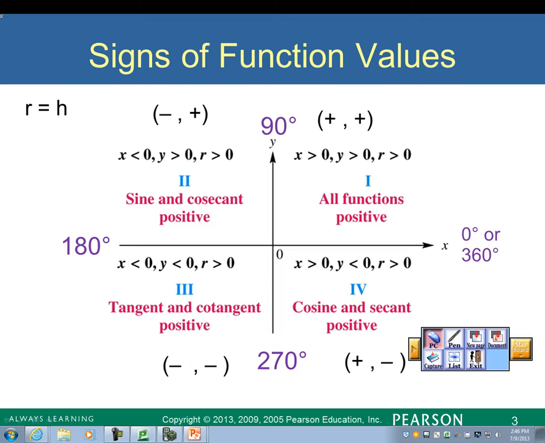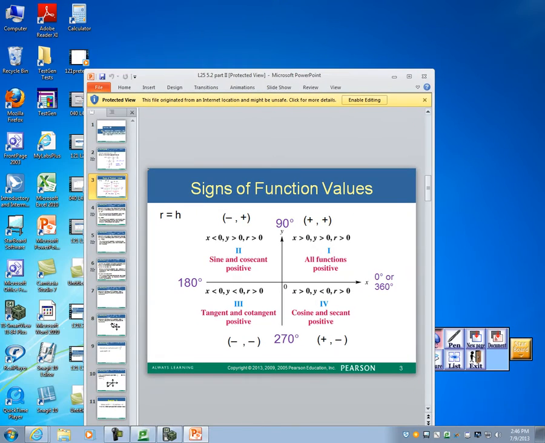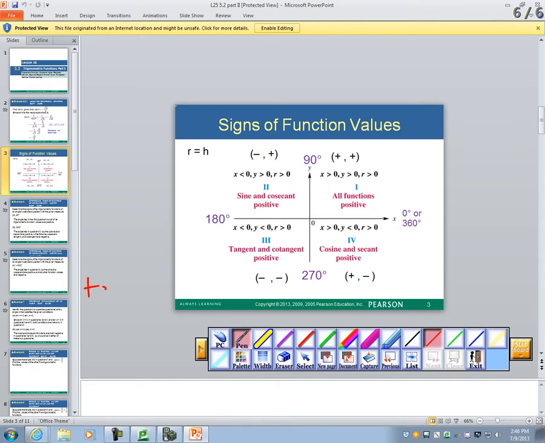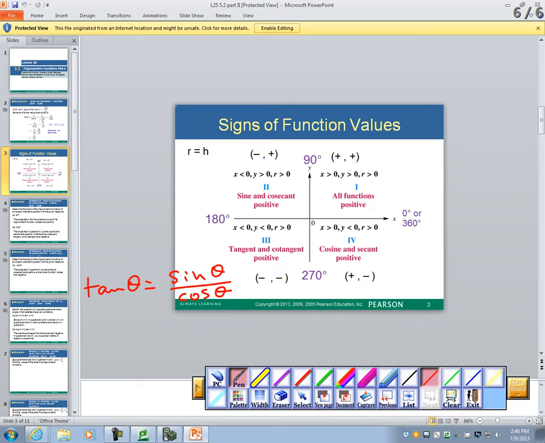Well, if we have tangent, remember, tangent is sine over cosine. So if sine is negative, right, and cosine is negative, well, negative over negative gives you a positive. And so that's why tangent is positive in Quadrant 3.